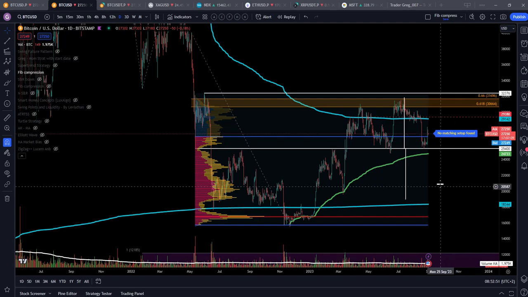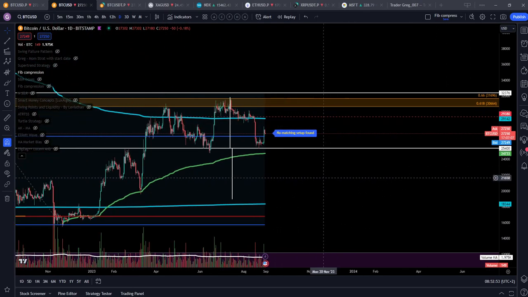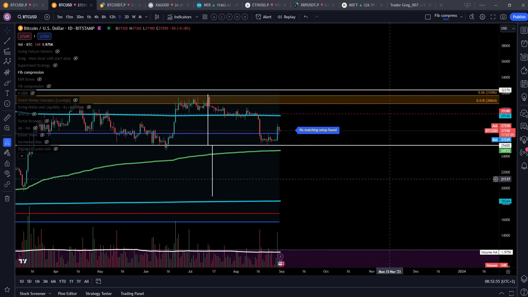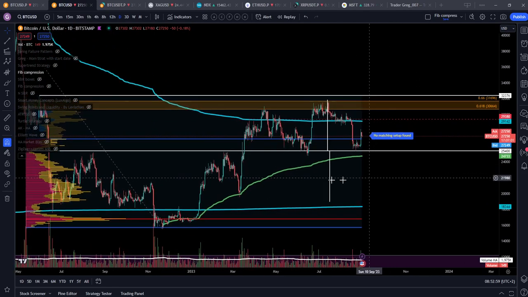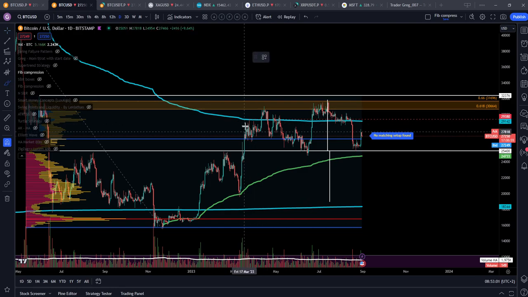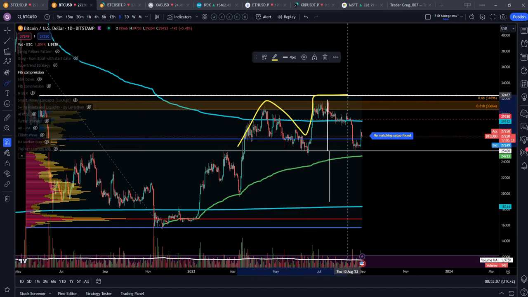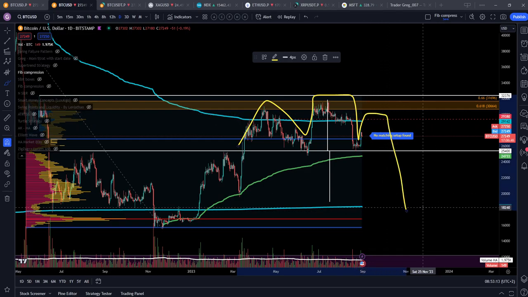So let's start with Bitcoin. We had a nice pump, when was it already? 2 days ago. But what I think that we start to form is some kind of head and shoulders. So here the white line is the neckline. So you have your left shoulder, your head, and it looks like we are coming up for the right shoulder, and then we go all the way down.